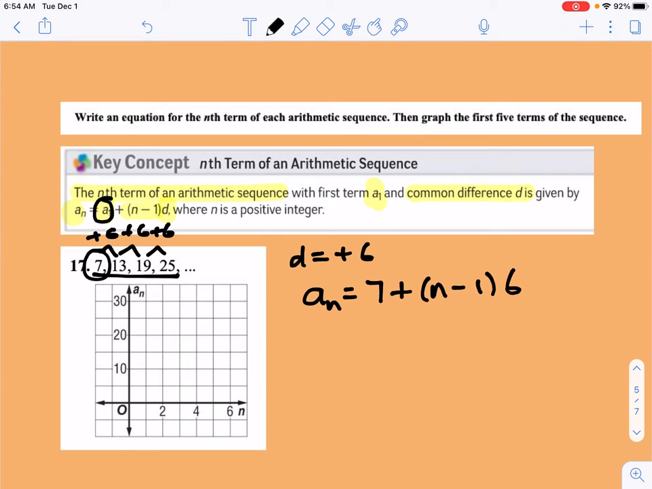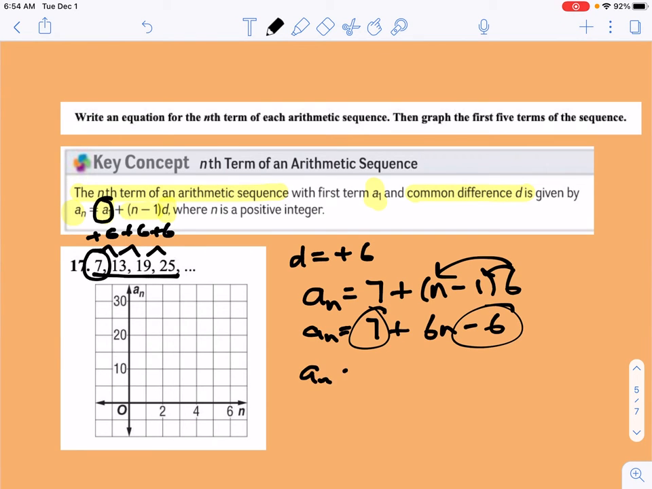Then what you do for these is just a little bit of what you know how to do in algebra. We're going to take this and multiply it by both things. You can do the distributive property from either side of the parentheses. It doesn't really matter, as long as you understand it's multiplying. So you get 6n minus 6. And then let's combine our 7 and our negative 6. So you would get 6n plus 1.